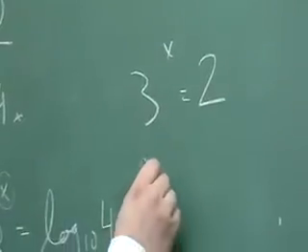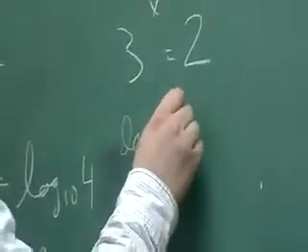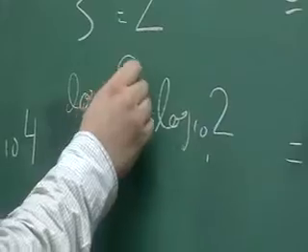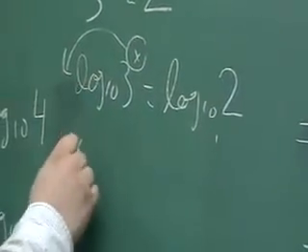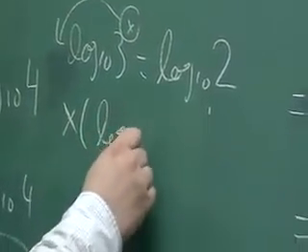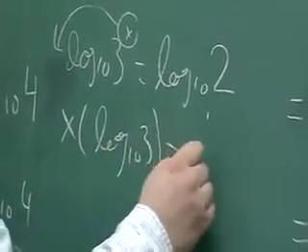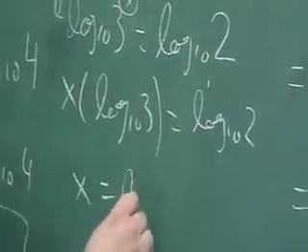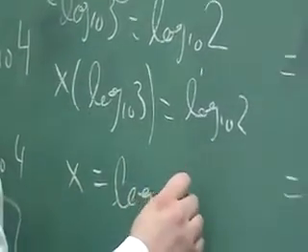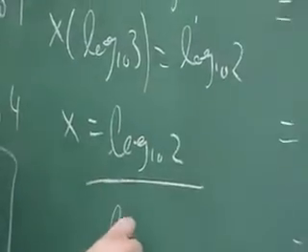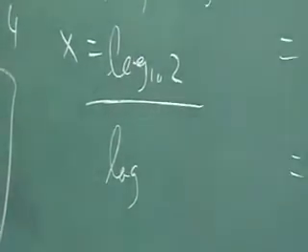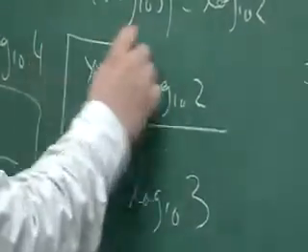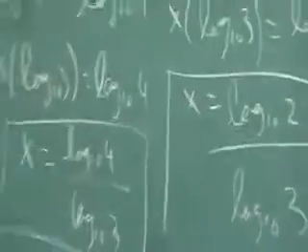So do the same thing here. Take log base 10 of both sides. And again, let's bring the exponent outside of the equation. x log 10 of 3 equals log 10 of 2. Your solution.